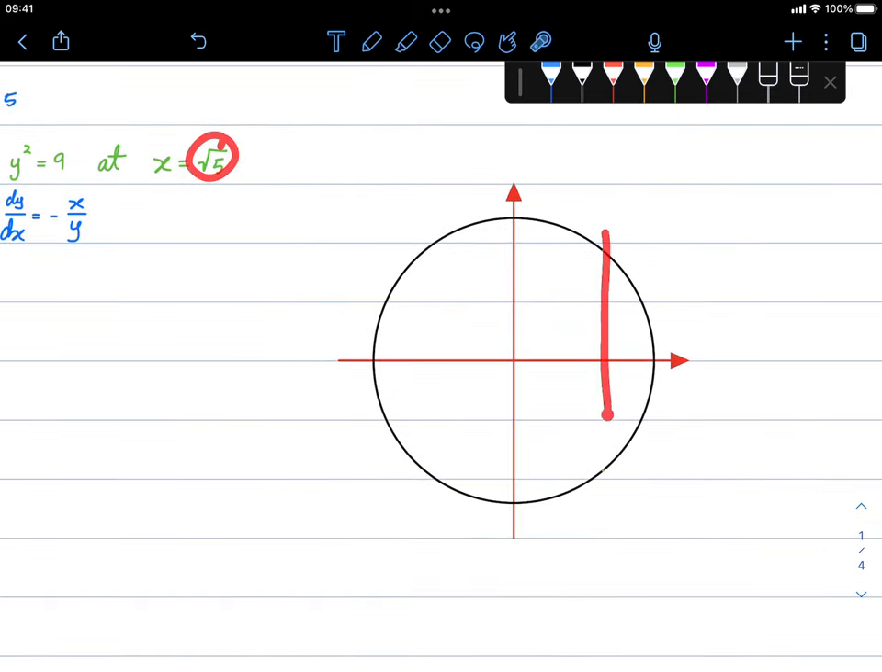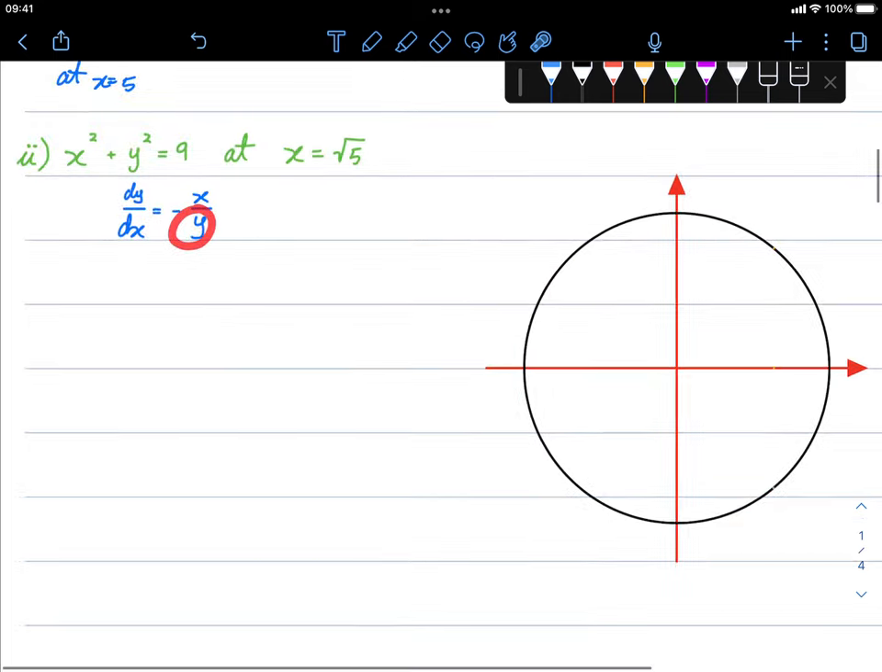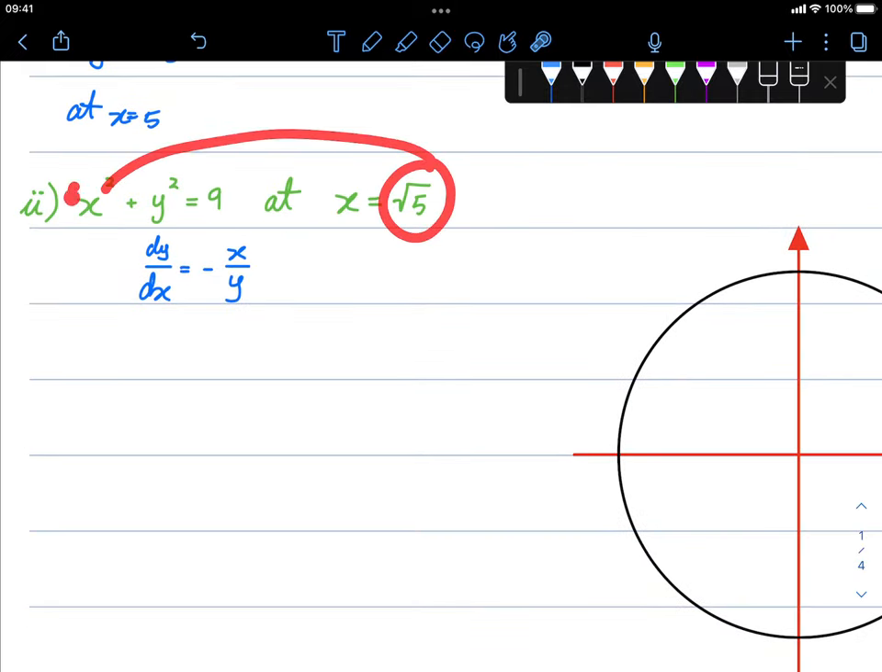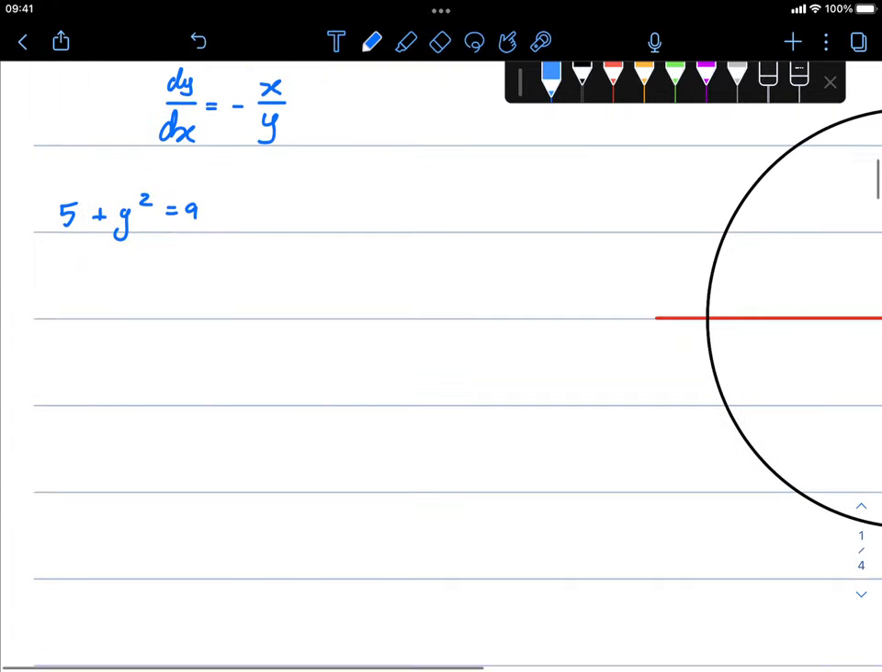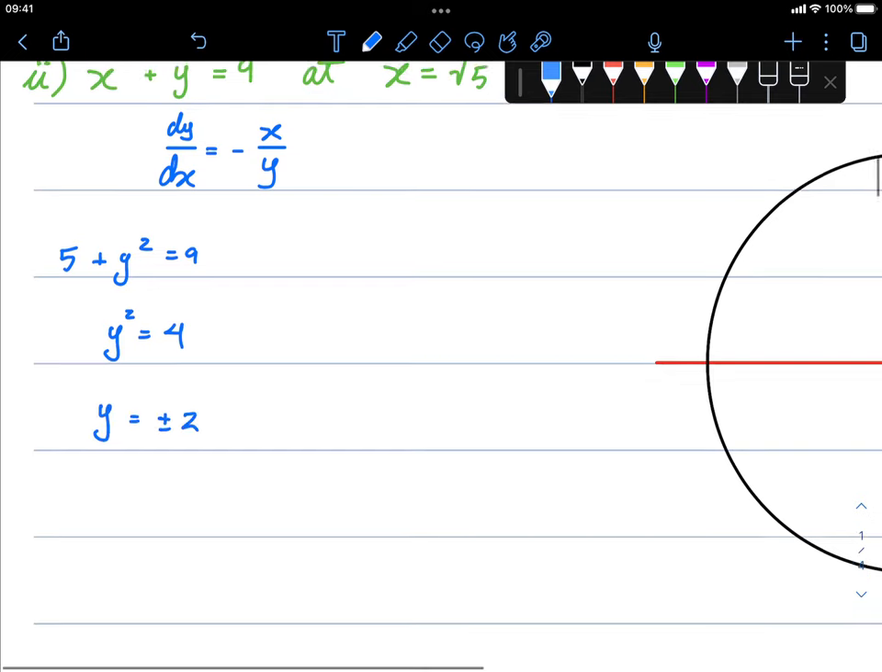I've drawn it here. This is about square root 5. And notice how there are two tangents at this point. Hence why we have two different results for y. So solving this, substituting square root 5 here, we get 5 plus y squared equals 9. We get y squared equals 4. So y is equal to plus and minus 2.